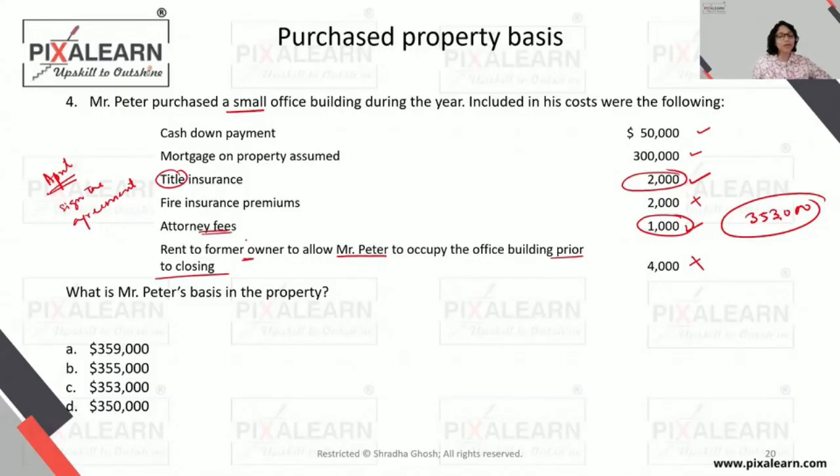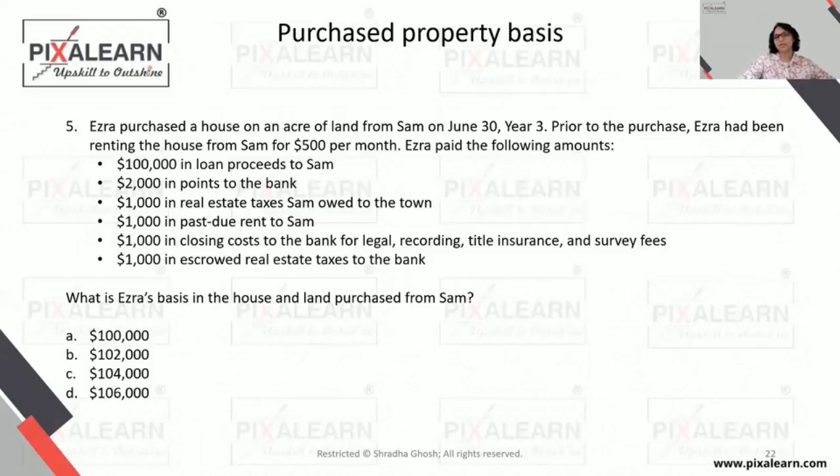That is why, when you get a question like this, always know you're doing something wrong. I told you only the title insurance will be considered, no other insurance. Right? So the answer becomes C, which is $353,000. Next question. What is Sarah's basis in the house and land which was purchased from Sam?